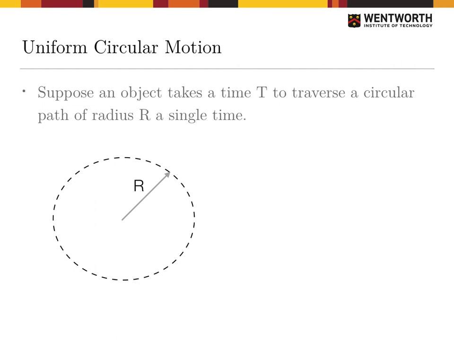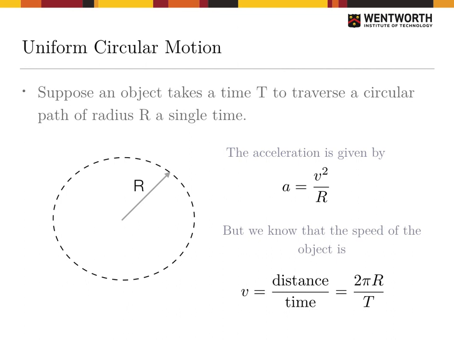Now, suppose an object traverses a circular path of radius r in a time capital T. We now know that the acceleration of this object is given by v squared over r. And we can compute the speed with which this object is traversing the path, since speed is just distance over time. And the distance traveled is simply the circumference of the circle, 2 pi r. Then the speed should be 2 pi r over T, the amount of time that it takes to go around the circle once.